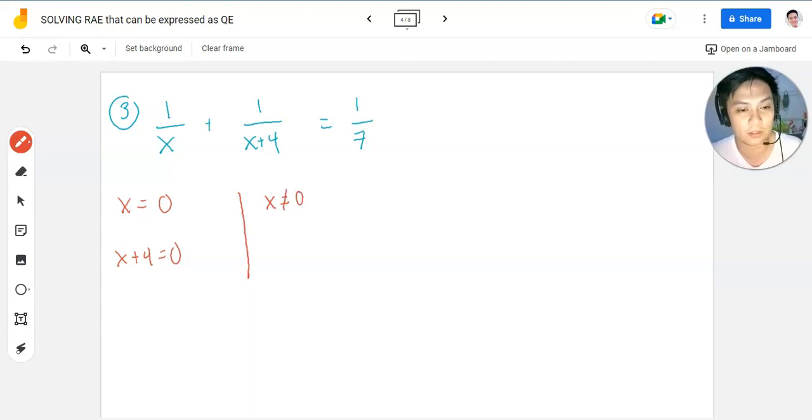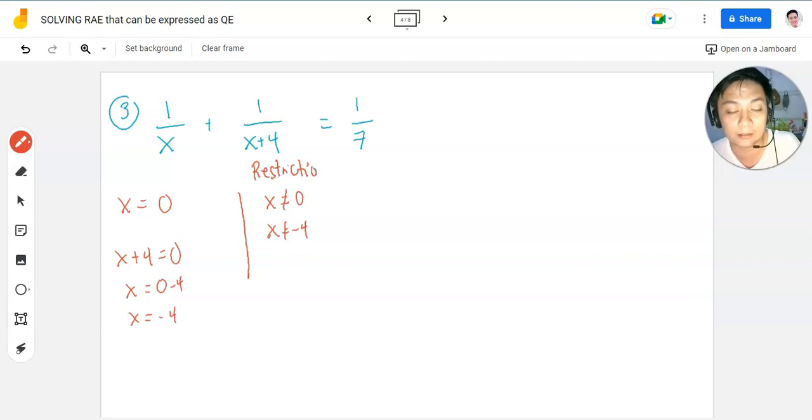From x plus 4 equals 0, we get that x equals 0 minus 4, or simply, negative 4. Ibig sabihin, negative 4 will make x plus 4 0, at bawal nga din yun. Therefore, x should not be equal to negative 4 either. Okay? So, these are the restrictions. Meaning, ito ang mga hindi natin pwedeng tanggapin na value ng x.